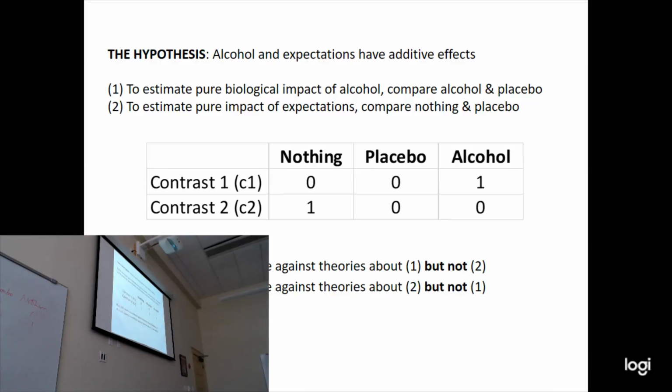Yeah. Going off of what Josh asked, how does it know not to average placebo and nothing in the first one, and alcohol and placebo?